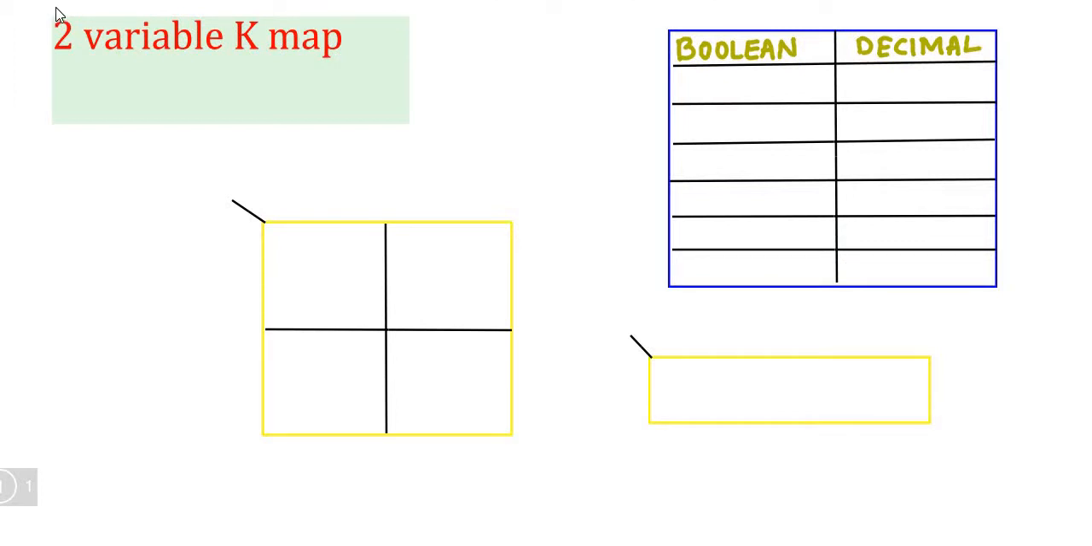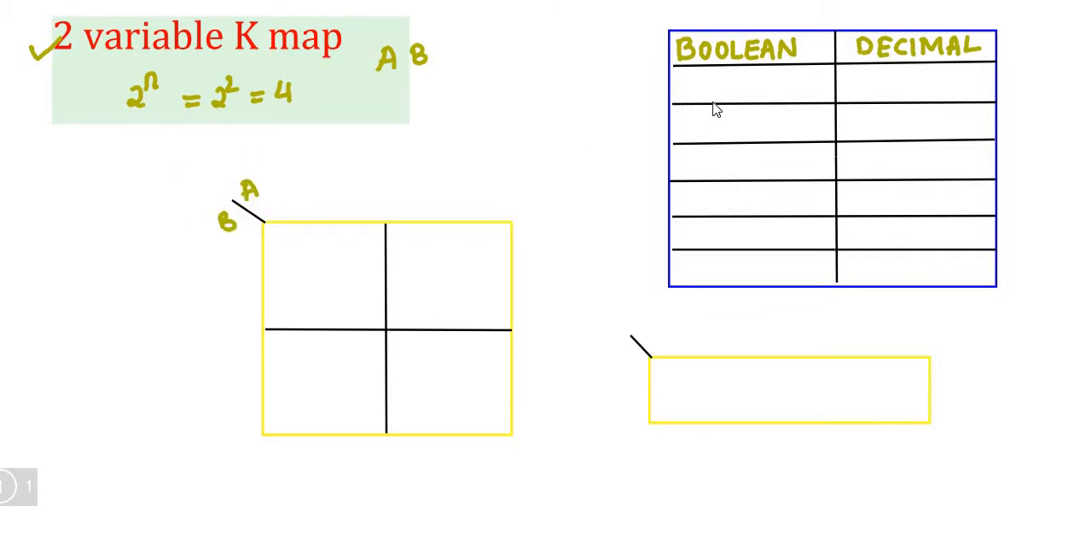So we come to the first example, which is about two variables. Two variables means the number of cells is 2 to the power n, which is 4. Now I can have such a construction or such a construction. Let us assume I have these two variables a and b. Here I write a and here I write b. I can also write b and a, but this is my preference right now.